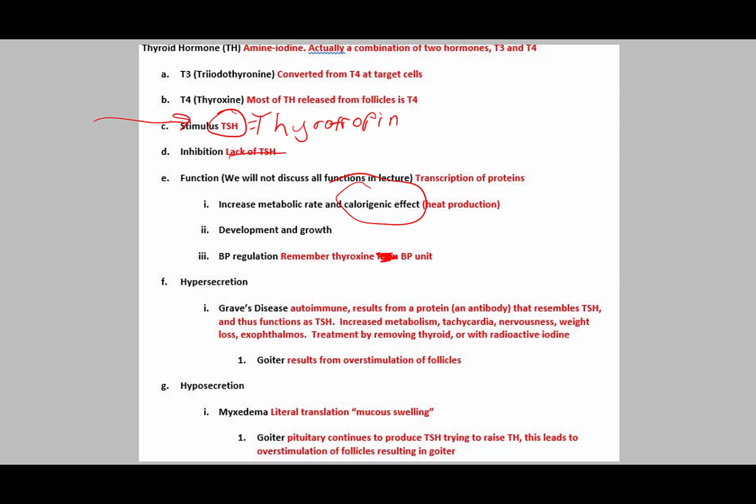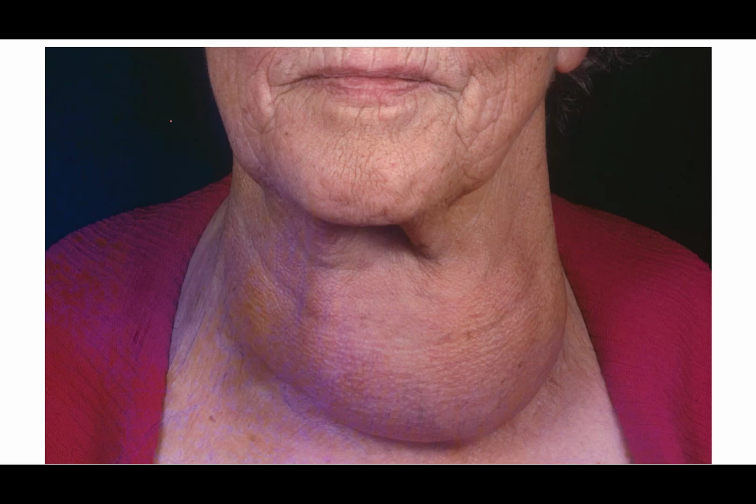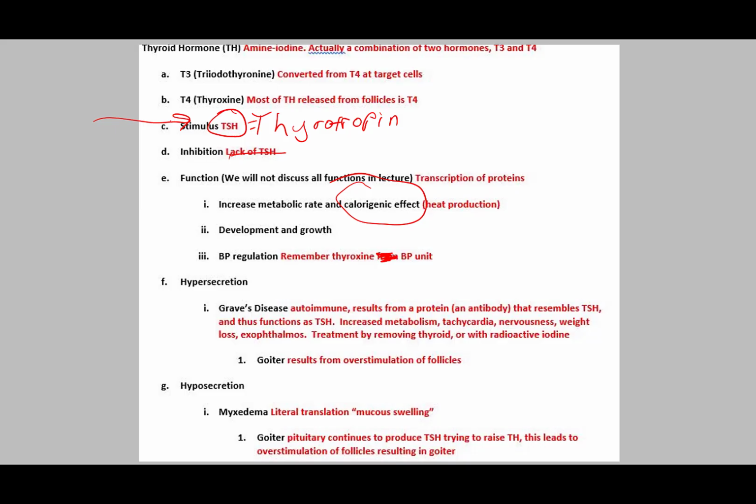So another thing to think about here is goiter. So goiter is this right here. Goiter is a very swollen area on the neck. It's the thyroid itself starting to swell up. And when you have a goiter, the goiter is because of overstimulation of the thyroid follicles. When we stimulate the thyroid follicles too much, they start to swell. We get goiter. So how do you get rid of goiter?